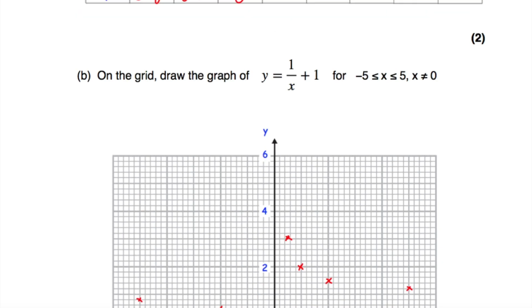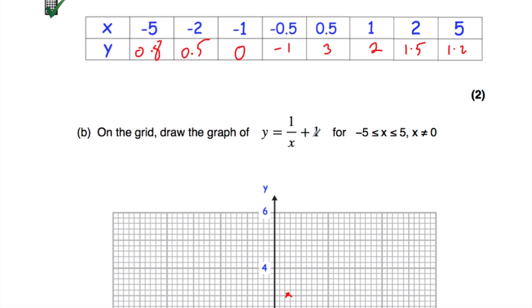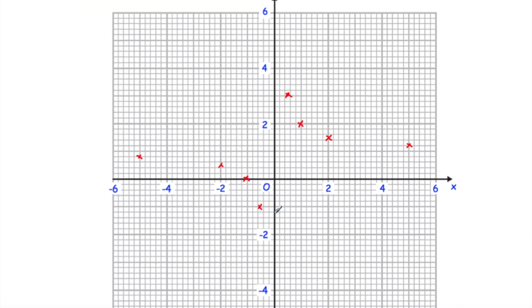Now just one thing to notice here is we've got the y equals 1 over x graph plus 1. So that actually just shifts the graph 1 up. So before, our asymptotes were the x-axis and the y-axis. When we shift the graph up 1 square, what will happen is rather than the asymptote now being the x-axis, it'll be the line y equals 1. So it actually means that the asymptotes now will be the y-axis and the line y equals 1.